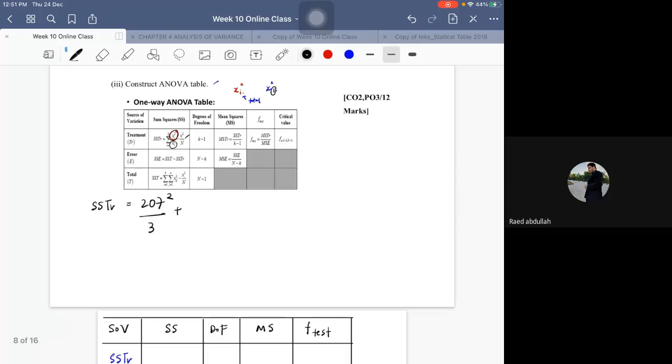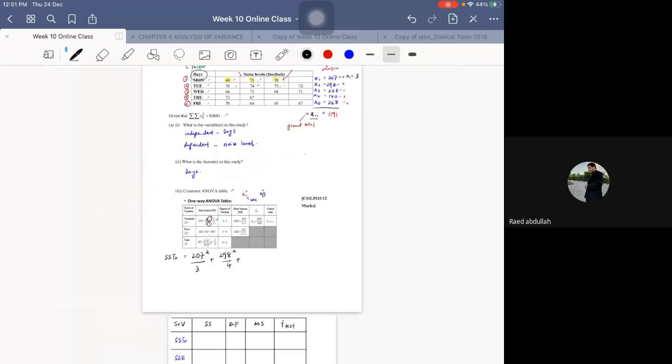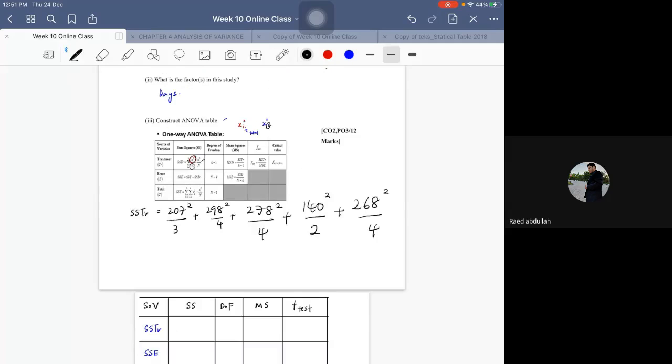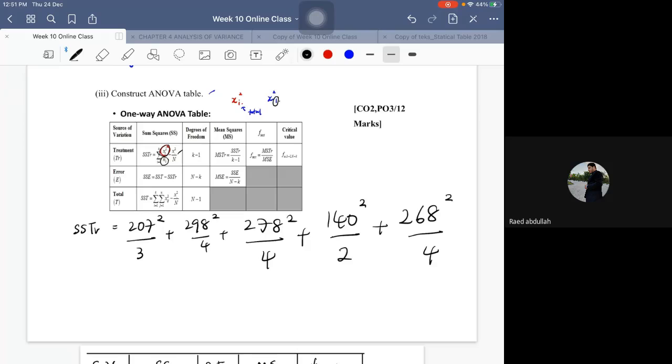So that is going to be 298 square divided by 4. And I'm going to do all the same for the rest of the categories. I'm going to have 278 square, and that is going to be divided by another 4 again. And then I have 140 square. So how many samples are there? So I got 2 of them for the first category. And then the last category, I have 268 square, and I have 4 categories for this case. I have 4 samples, 1, 2, 3, and also 4. And that is going to be for the first part of the formula, first summation.